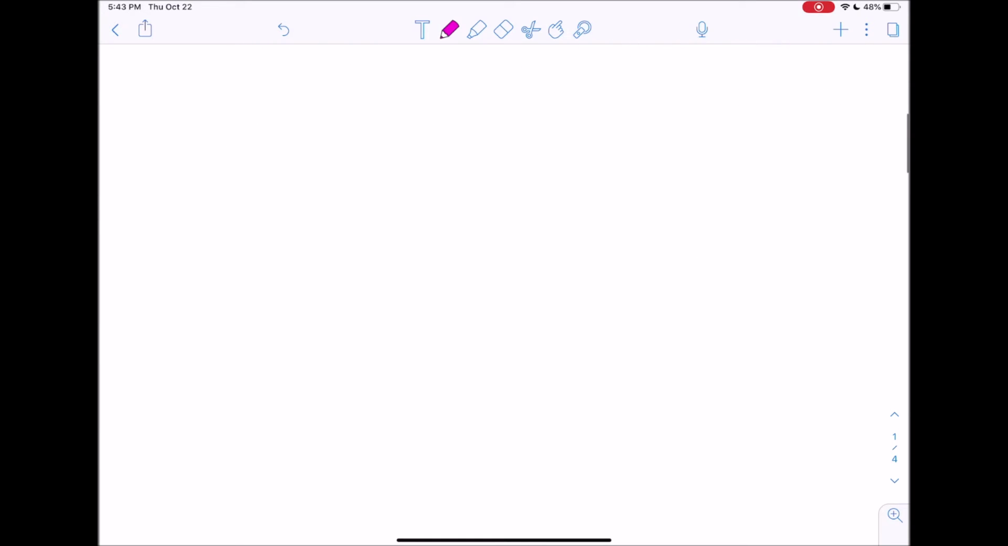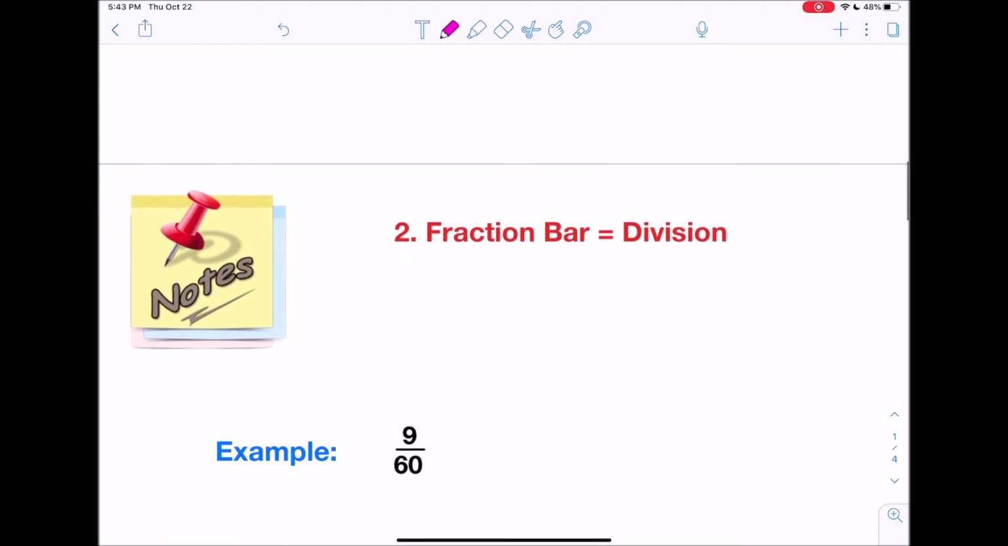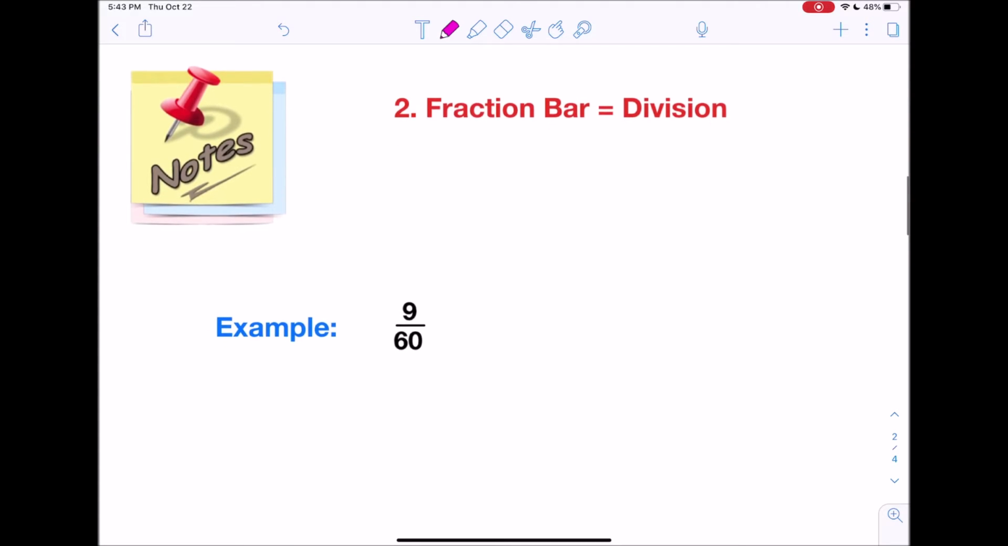But what if your denominator, the bottom number, does not go into 100 easily or evenly? Well, we have this example, 9 over 60. 60 does not go into 100 evenly. So we can use the second strategy, and remember that the fraction bar also means division, okay? I'm talking about this fraction bar right here. It also means division. So we could divide 9 by 60, get a decimal, and then turn that into a percent.